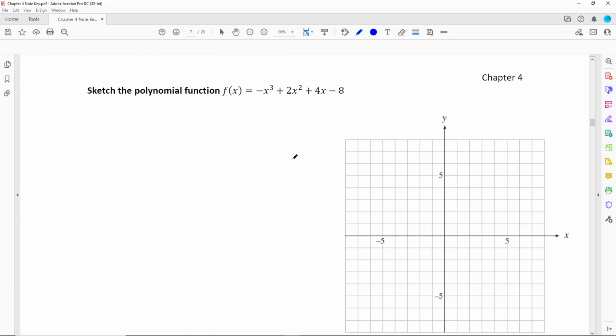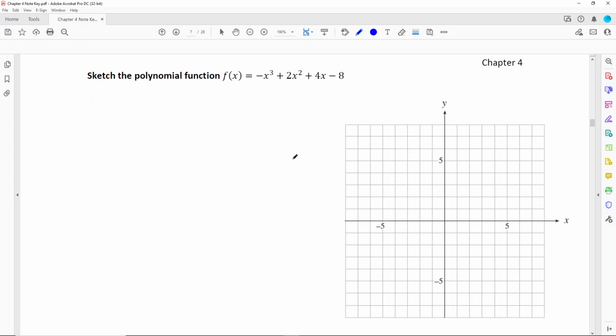All right, next one. The difference here is that my equation is not written as a product of linear factors, so it's not as easy to see what my x-intercepts are. But I can figure out my leading term. So my leading term is -x³, which makes this an odd graph. So let's say this is 3rd degree. Maximum number of 3 x-intercepts, which is odd, and it's negative. So I know that this graph is going to start in 2 and end in 4.